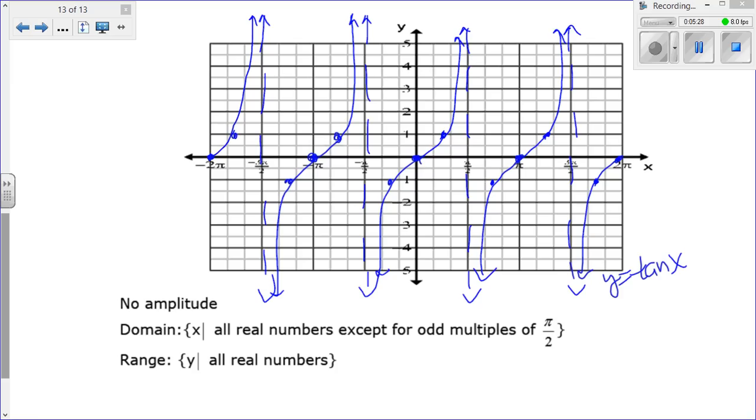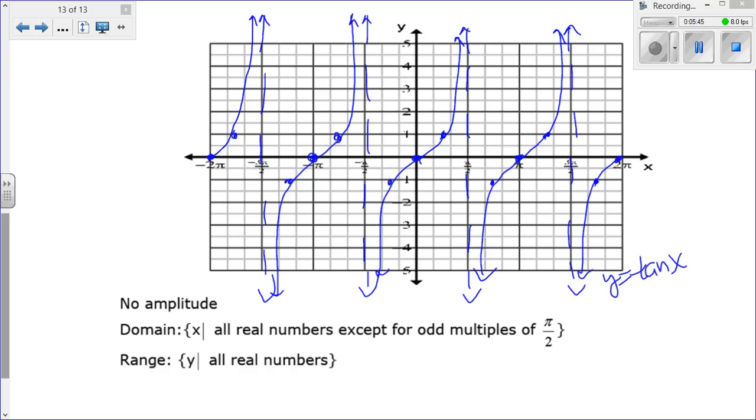So there is no amplitude because it goes up in the positive direction and down in the negative direction. So there's no amplitude when we talk about tangent. It doesn't affect the graph as much as you would think. The only thing the amplitude is going to do is make your curves either thinner or wider.